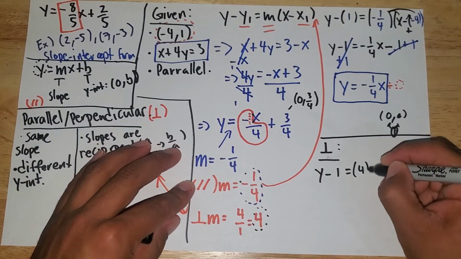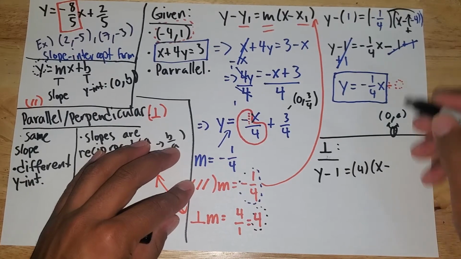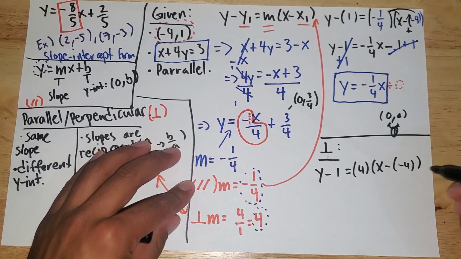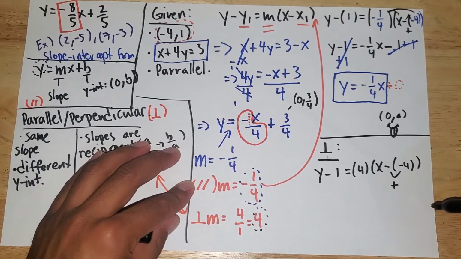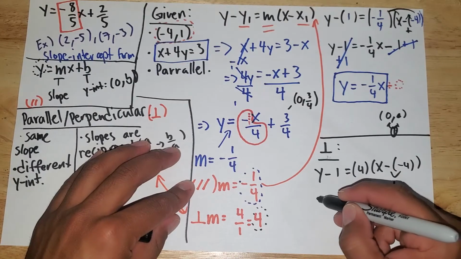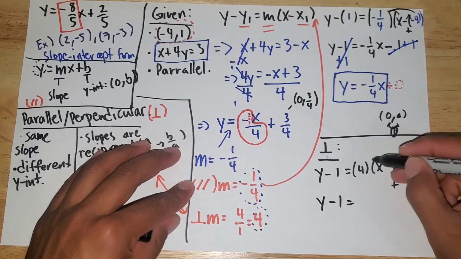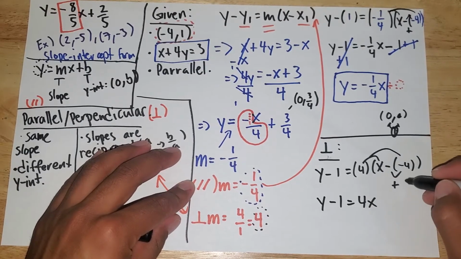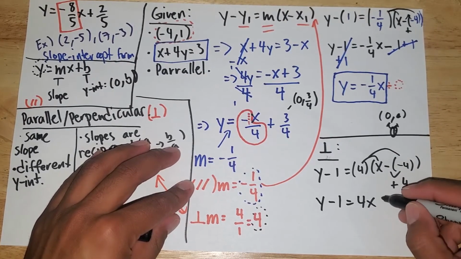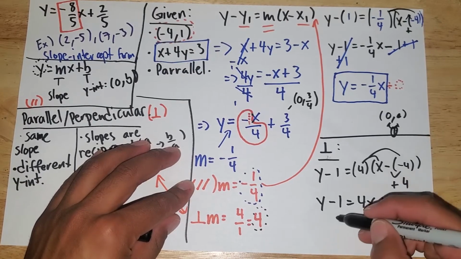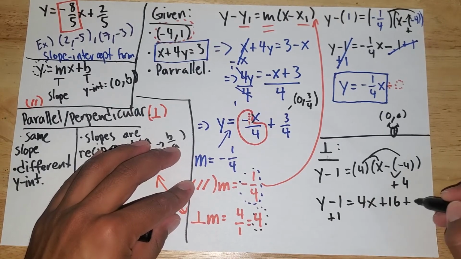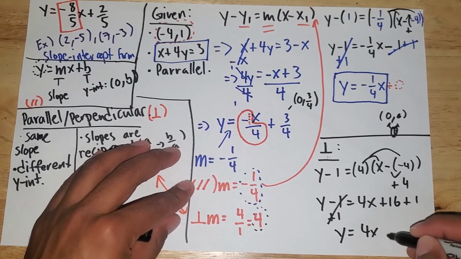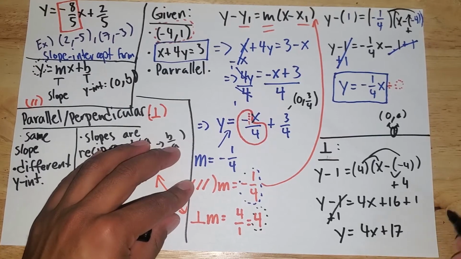So it would be positive 4x minus, and we'll still have the same point. The point hasn't changed. These two are going to become positive. This stays y minus 1. And when I distribute, it's going to be 4x, and 4 times 4, because it's going to be a positive 4, is going to be positive 16. And then we add the 1 to both sides. Y is equal to 4x plus 17.